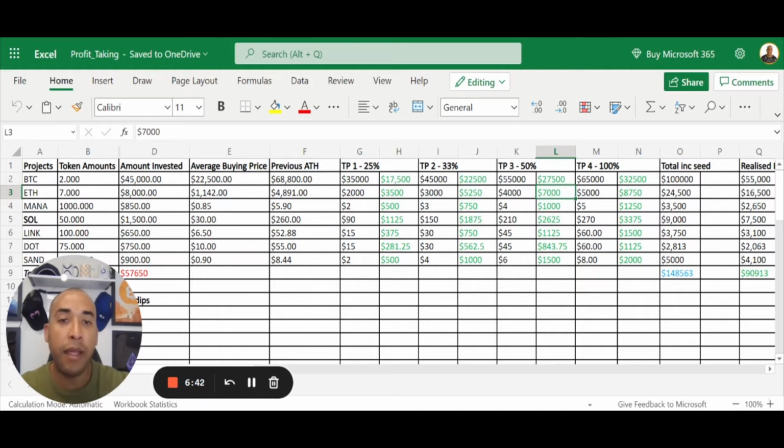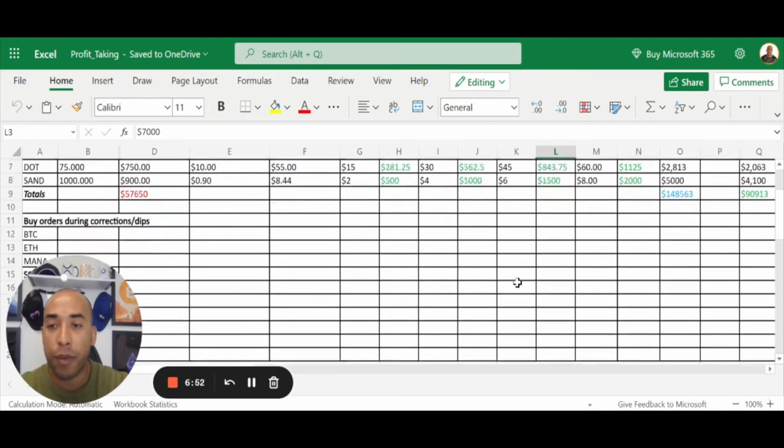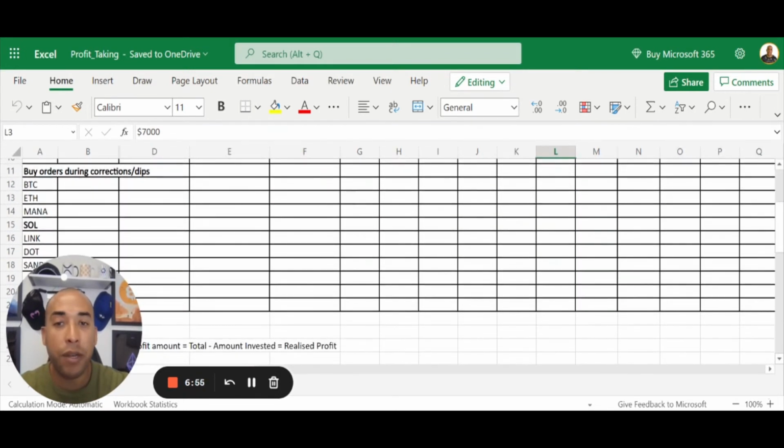Now, you might think to yourself at take profit 4, but you sold everything. You've got no Bitcoin left, and you would be right. However, this is where we come down, because what we're going to be doing is placing buy orders during the corrections and dips that take place. So during that journey where we're hitting these take profits on the up, there are always market corrections that could be anything from 25 to 40% as a drop.